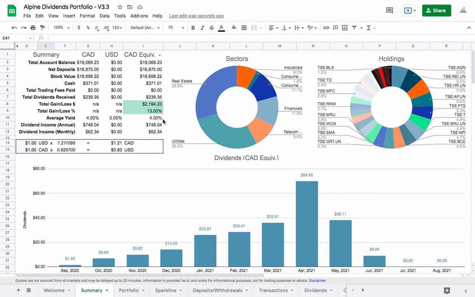So the average yield of my portfolio is 4%. Every stock that I hold currently does pay a dividend, and that gives me an annual income of approximately $750 per year, and that's about $62 per month.